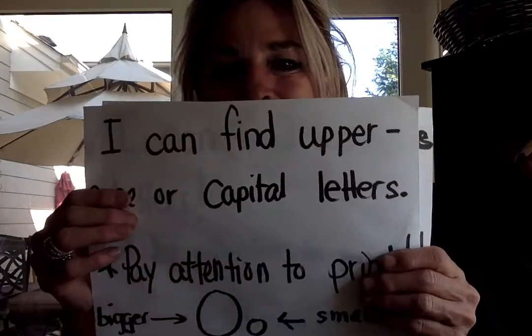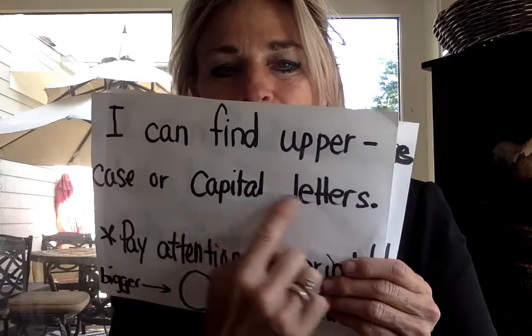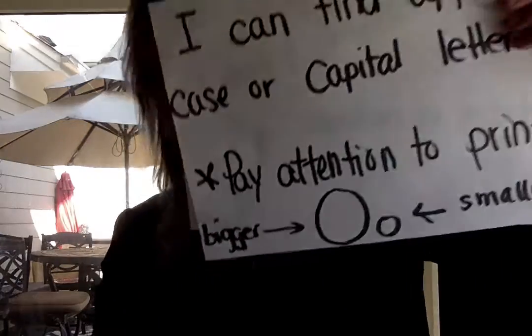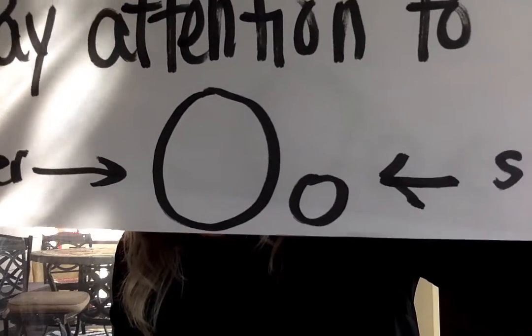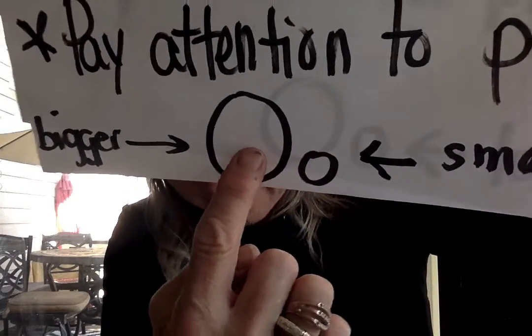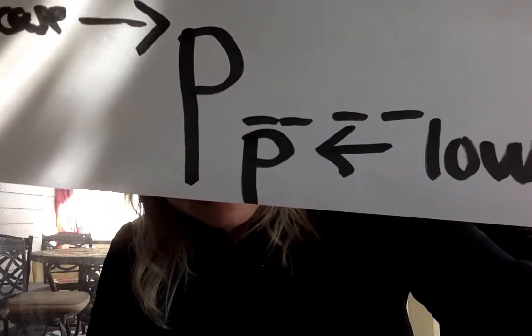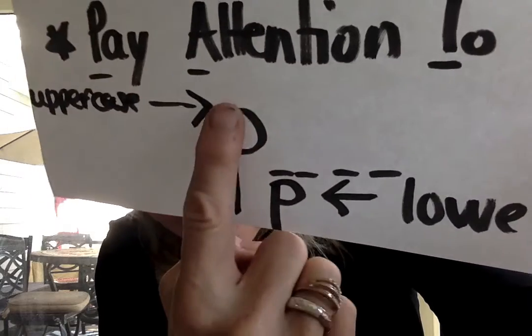Boys and girls, read with me. I can find uppercase or capital letters. Pay attention to print. Exit slip. Where's your capital O? If you pick this, you're right. Uppercase. Excellent. Boys and girls, pay attention to print. Where's your capital P? Your uppercase P. This is correct. Pay attention to print.